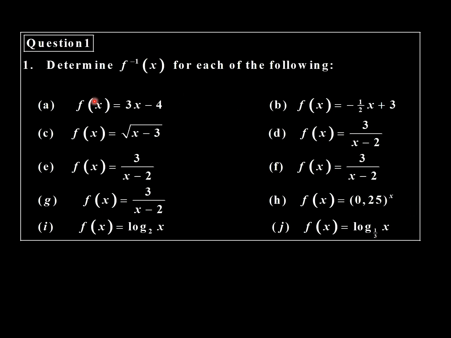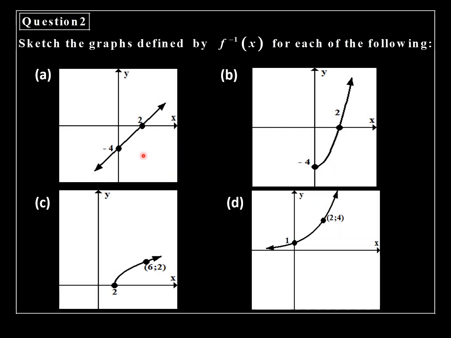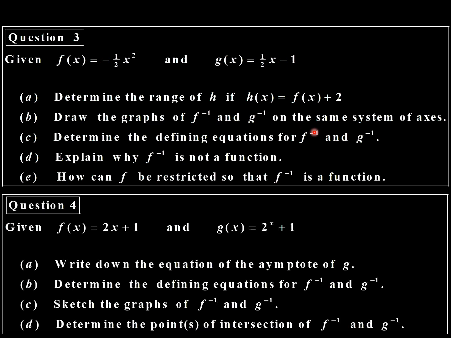Now in this first question, there are a number of rules and you have to determine the inverse rule for each one of them. Then in the next question here, there are 4 graphs and you have to, on these graphs, draw the inverse graphs for each one there. Question number 3, there are 2 functions. One is a quadratic and the other one is a linear, and then there are some questions relating to those 2 graphs there, finding the inverses, sketching the inverses.